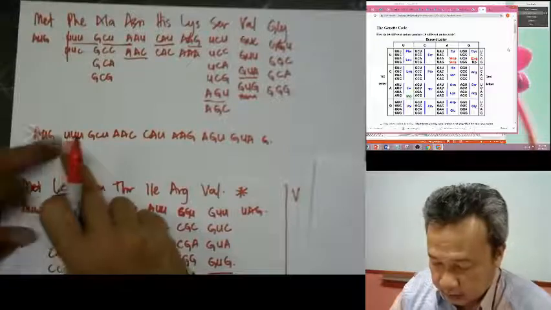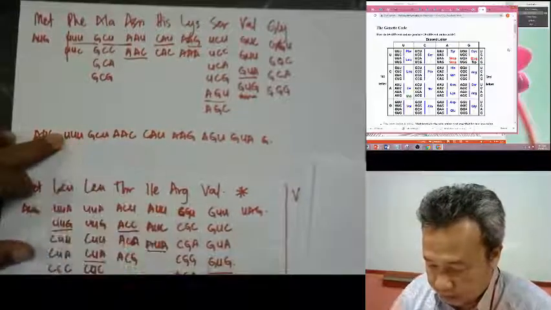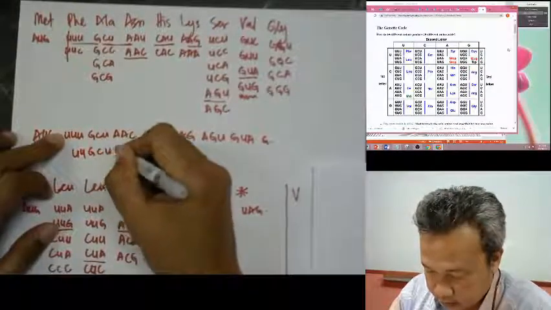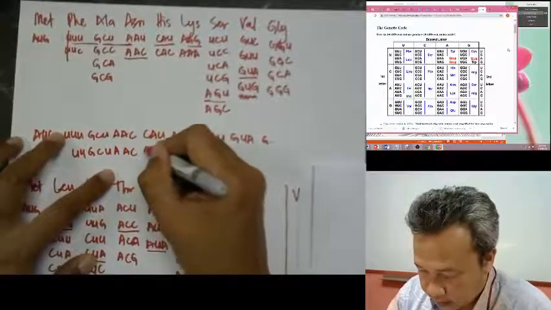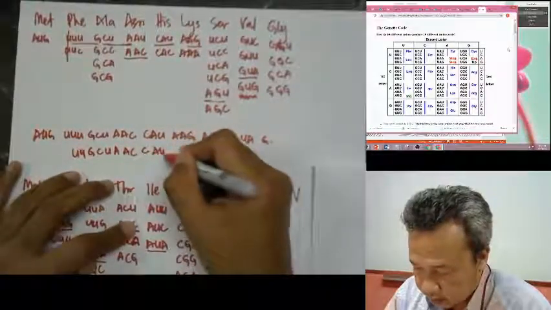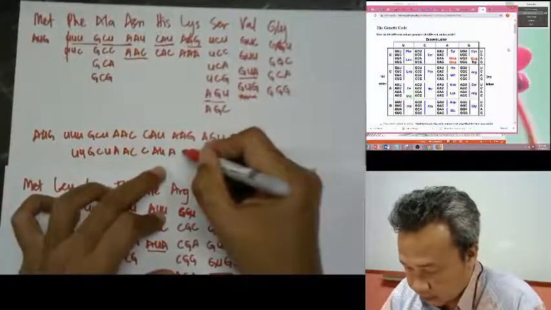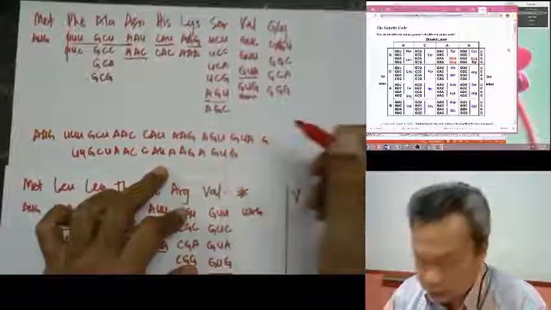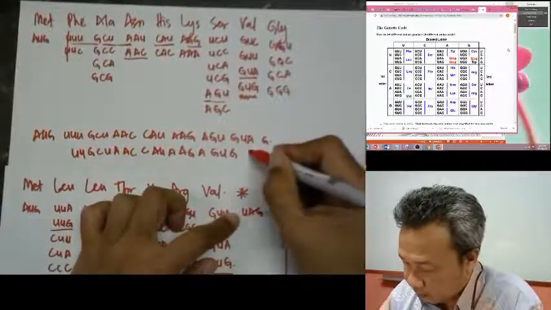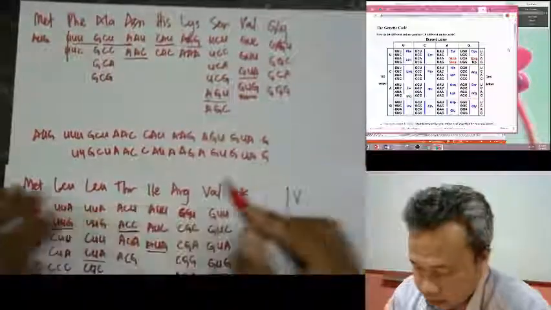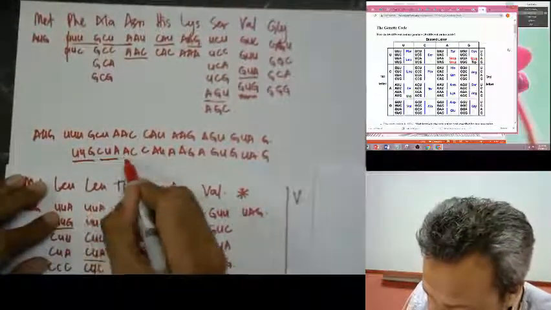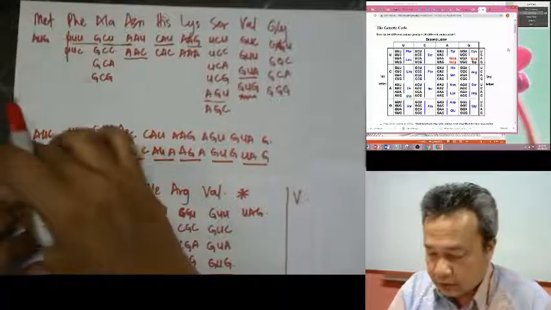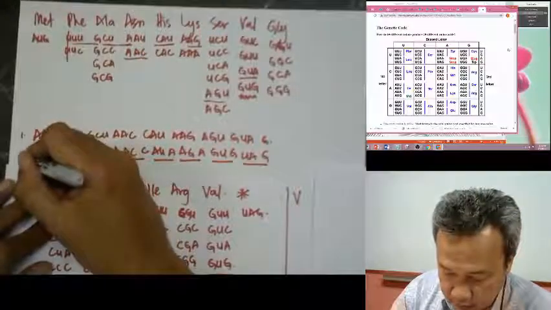And after moving that out, then you have UUG, then CUA, and then ACC, and then AUA, and then AGA, and then GUG. You with me? And then you have your stop codon UAG, just to highlight. Okay, so this is the original, and then this is the mutant.